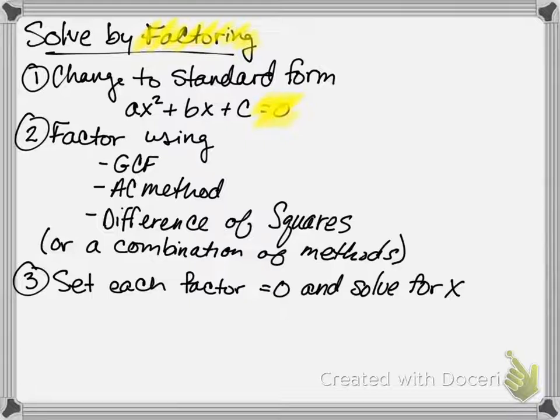Step 2, you are going to factor one side of your equation using one of our previous methods, GCF, AC, or difference of squares. You can also use a combination of any of those methods. Your third step would be to set each factor equal to 0 and solve for x. So we're going to go ahead and take a look at our first example.